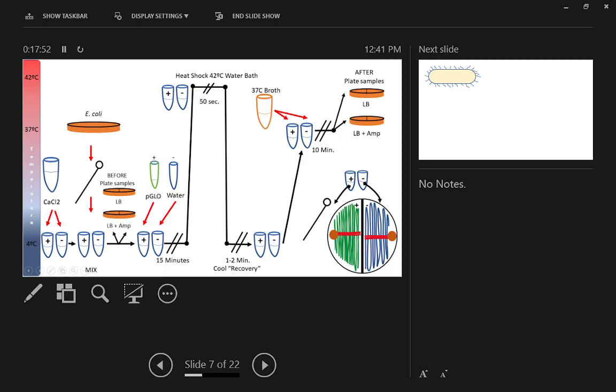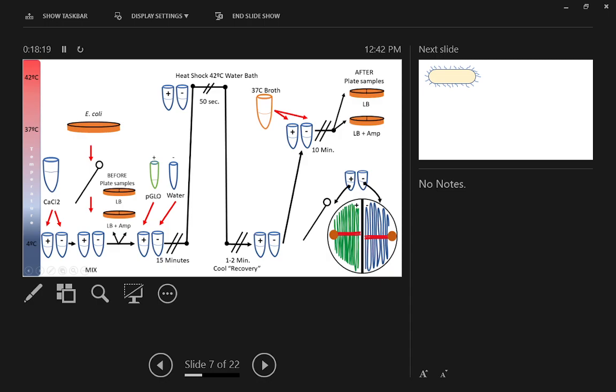Then after the 10 minutes, you're going to streak them out again on a Luria broth plate and another Luria broth plate with ampicillin. Now, the reason why we do it with this one is because we want to check to make sure that they didn't all die from this step. They probably wouldn't die from this step, but they definitely might die from this step. So do they still exist? Then we're going to do a Luria broth plate with the ampicillin. Only one of these should grow on this plate.